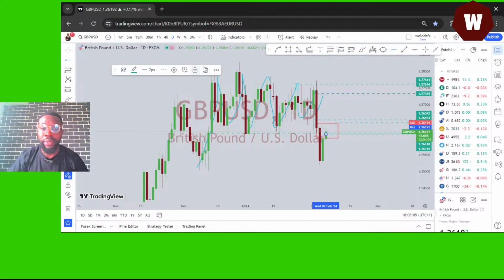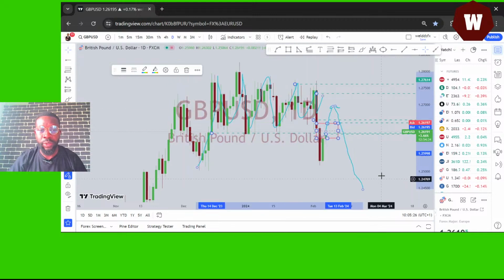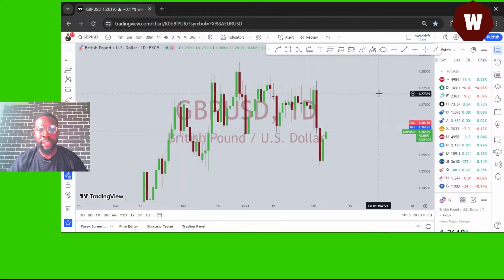Because majority of my technical analysis, I do it using the Fibonacci tool. So if this market pulls back to this region, we'll be looking to take a sell. So for pound against the US dollar, I am looking to take a sell. So let me show you exactly what I'll be doing. Let me delete everything there.